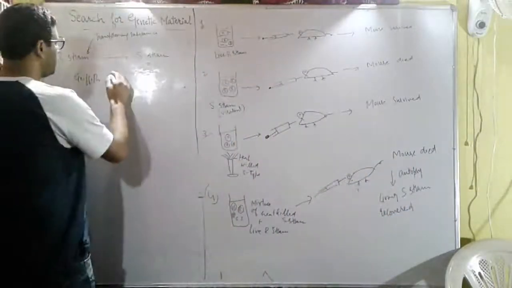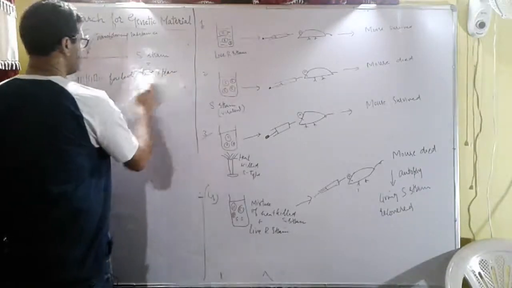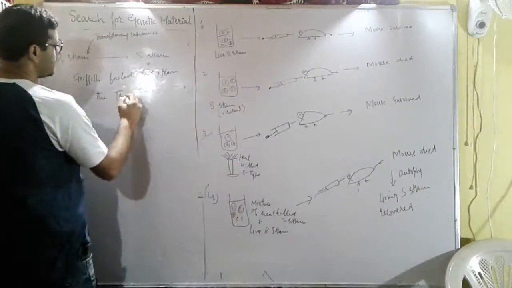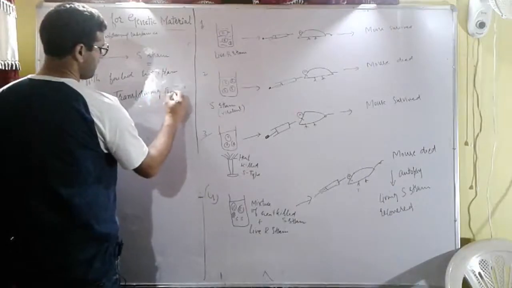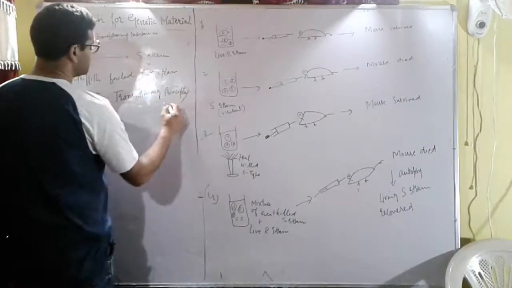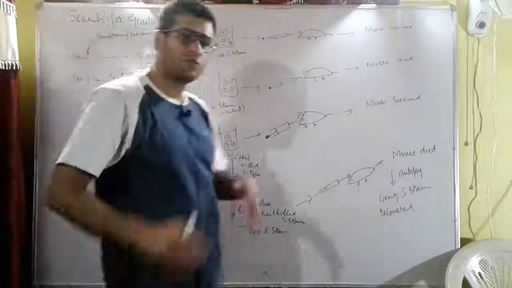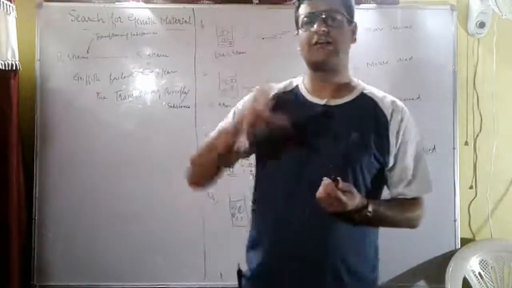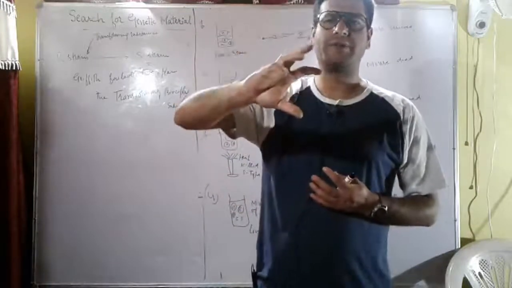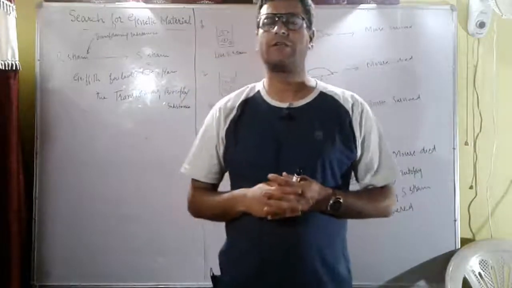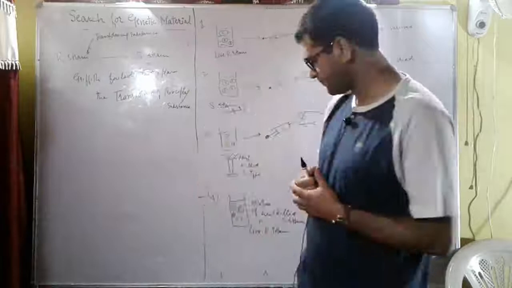So Griffith failed to explain the transforming principle or transforming substance. He was unable to explain what this transforming substance is. What is this substance which was responsible for the change of R strain of bacterium into the S strain of bacterium?